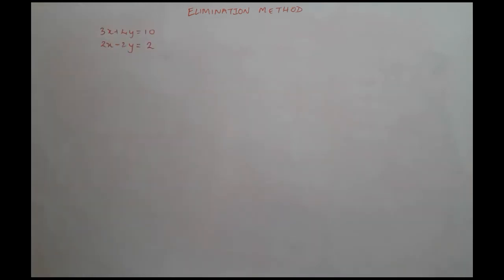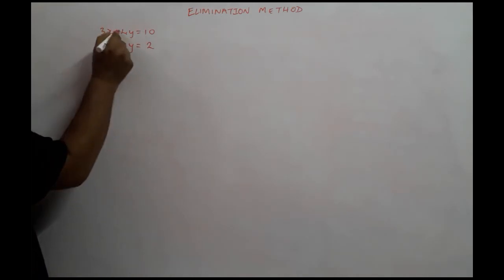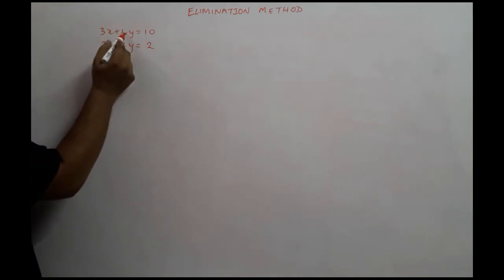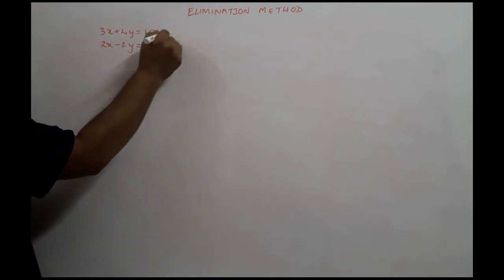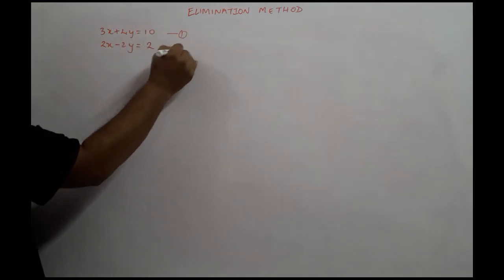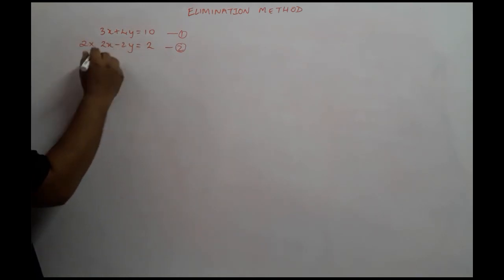The next problem says 3x plus 4y equal to 10 and 2x minus 2y equal to 2. Once again the signs are opposite over here, but the coefficients are different. Here the coefficient is 4, here it is 2. So in order to make it 4 over here, we just need to multiply the entire equation by 2. We'll mark this as 1 and this as 2, and we multiply this entire equation by 2, which will get multiplied on either side.